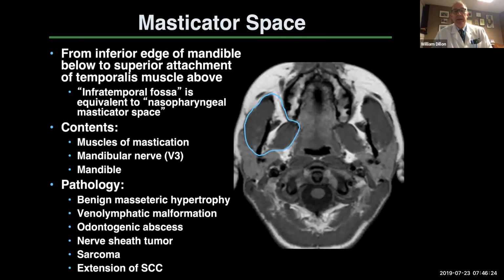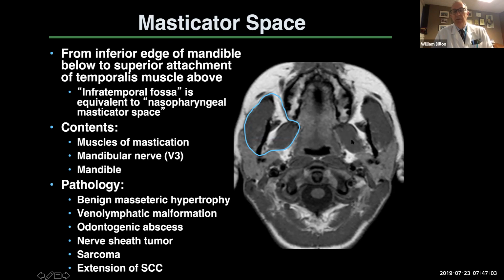Let's talk about the masticator space. This is a large space surrounded by fascia. It includes what we sometimes term the infratemporal fossa, and it's equivalent essentially to the nasopharyngeal masticator space. So you can see that it's anterior and somewhat lateral to the parapharyngeal space, surrounding the mandible. This is a T1 weighted MR scan. And it contains the muscles of mastication, so the masseter muscle, the medial and lateral pterygoid muscles, the temporalis muscle. Here you see a small slip of the temporalis muscle.